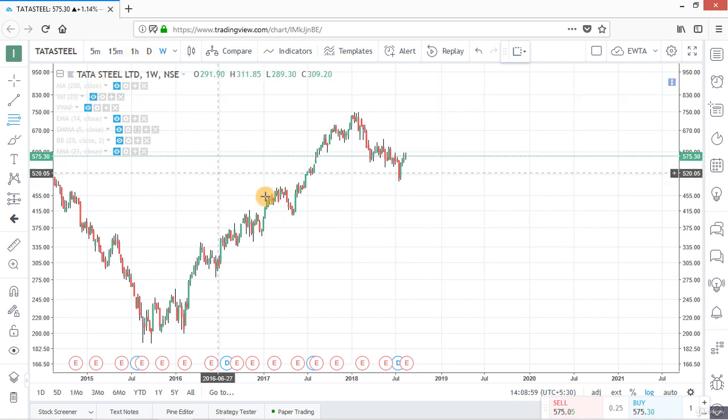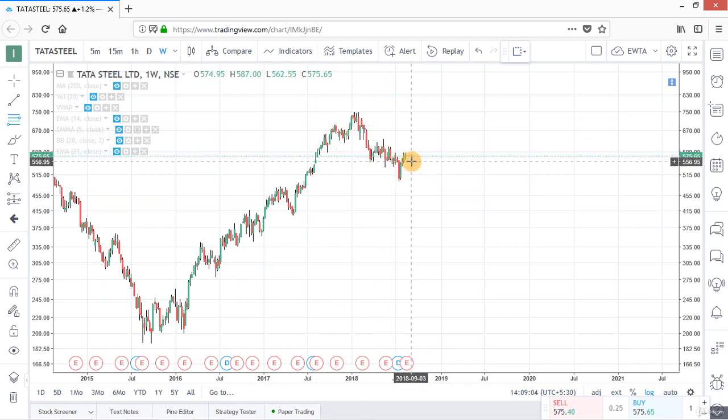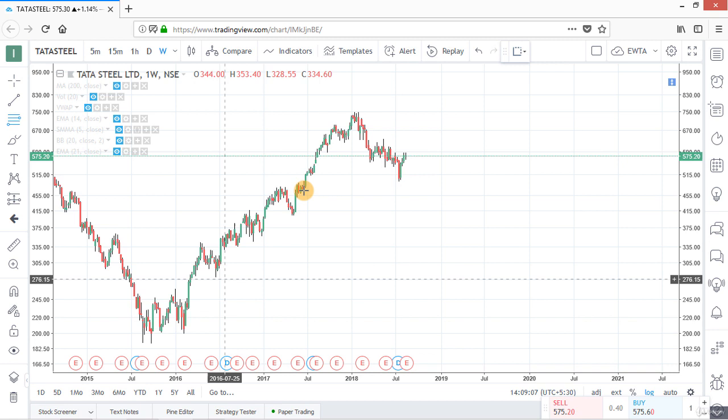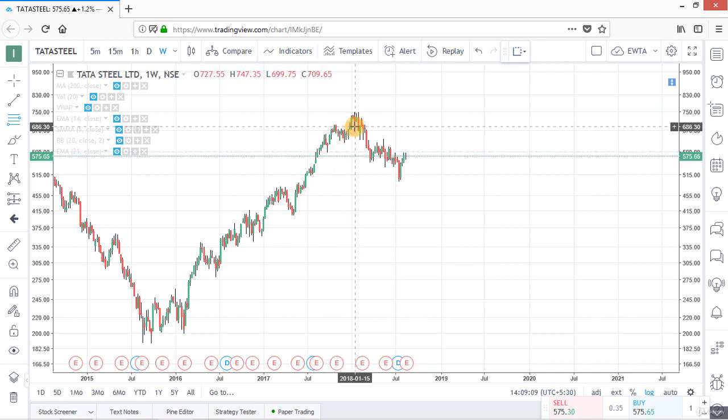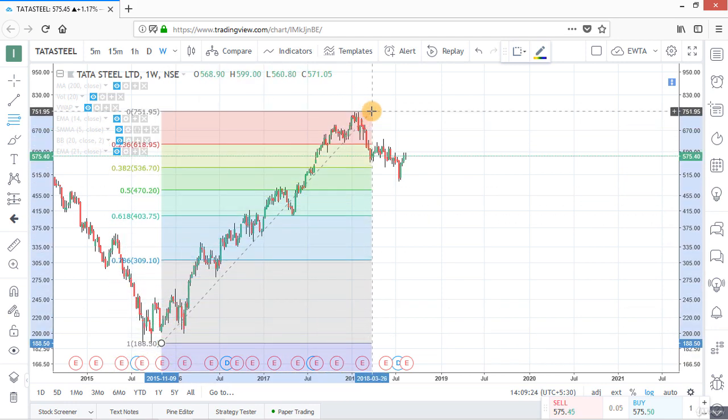This is a weekly chart of Tata Steel and we can see that the current position of the stock is the retracement phase of this uptrend. So we will find the support levels and we will use Fibonacci to know the retracement levels. For this, we will apply Fibonacci from low to high. This is the low point of this uptrend and this is the high. So we will apply from low to high and these levels are the support level, retracement levels for the stock.